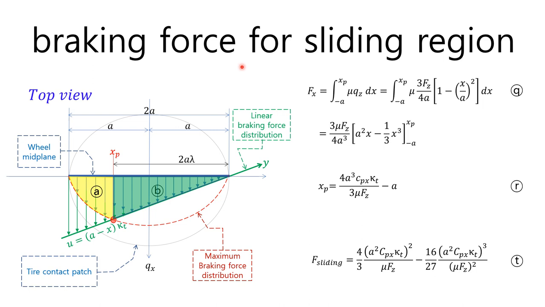Similarly, the braking force of the sliding resin can be obtained using the integral equation using the sliding start point xp. By substituting the previously obtained equation R into the xp of equation Q, representing the braking force in the sliding region, the equation T for the braking force F sliding in the sliding region can be obtained.